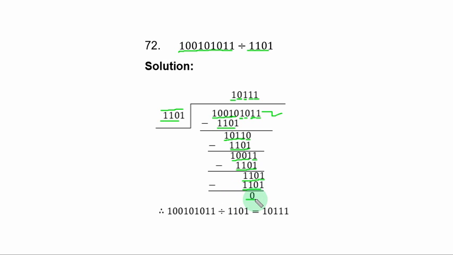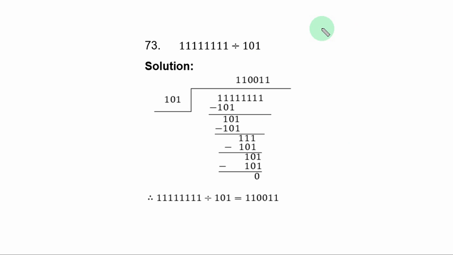So therefore, 1 0 0 1 0 1 0 1 1 divided by 1 1 0 1 is equal to 1 0 1 1 1. You need to be careful when you are doing this. Example 73.